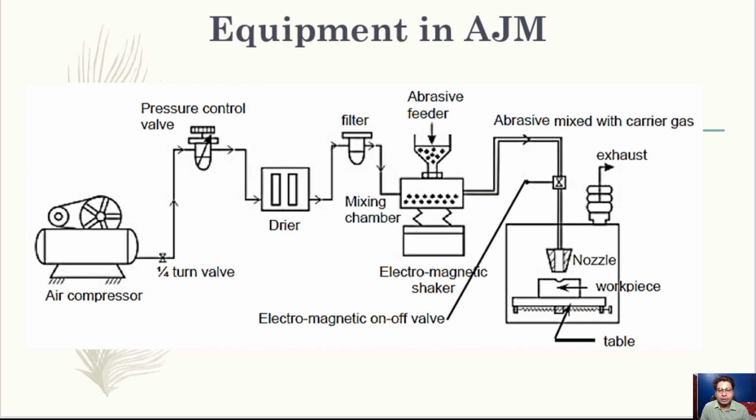Now, abrasive jet machining consists of a gas propulsion system, an abrasive feeder, a machining chamber, AJM nozzle, this is the nozzle, this is the chamber, and abrasives. These are the main components. Gas propulsion system supplies clean and dry air.